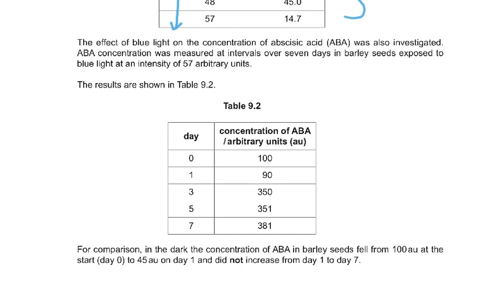For comparison, the barley seeds from 100 AU at day 0 to day 1 did not increase. So the ones in the dark actually did not have any ABA. Here the ABA you can see is increasing. It decreased to 1 and then 90 has gone up to 381.